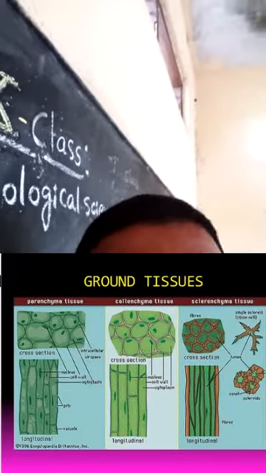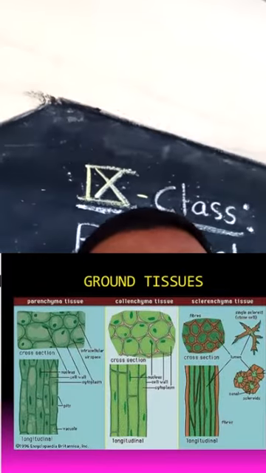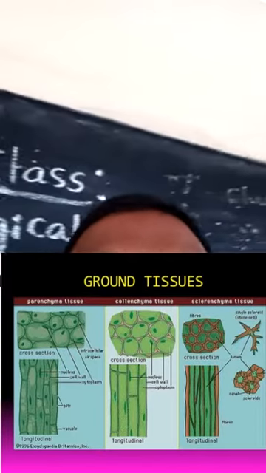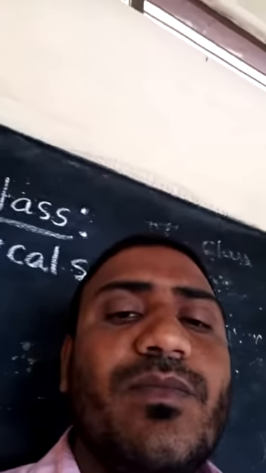Today's class is for the ninth class. The subject is biological science. Children, in the previous class we discussed the meristematic tissue and the dermal tissue.